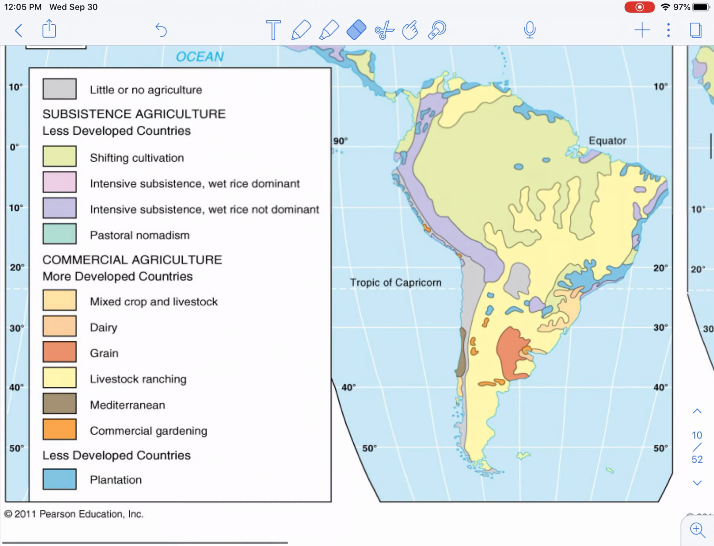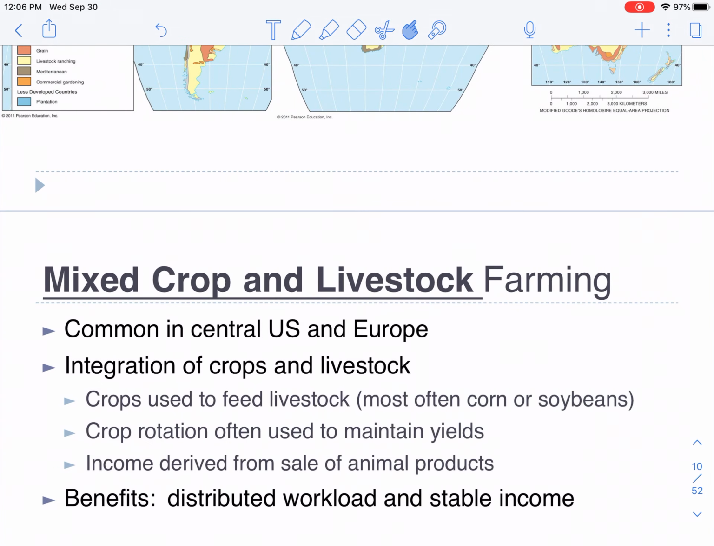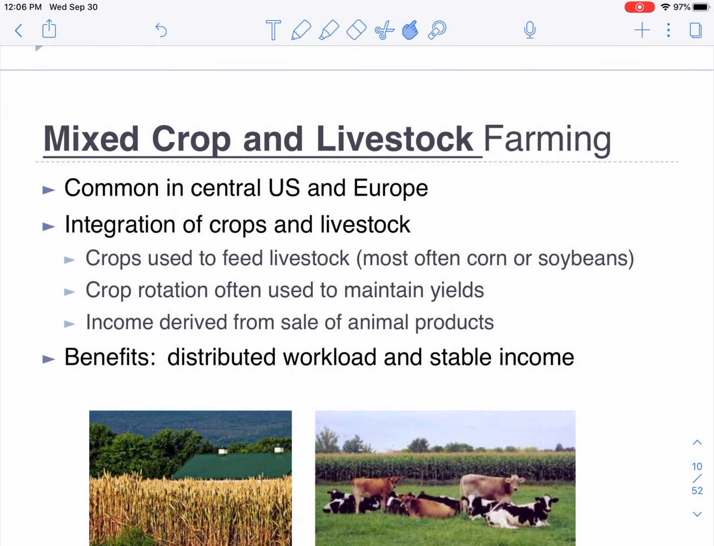But for today, we're going to look at commercial agriculture, and you can see there are 6 types of farming that we'll be discussing. First type is mixed crop and livestock farming, which is common in the central United States and Europe. It's where you have a farm where you have crops being grown like corn or soybeans, but you also have animals being raised there as well.